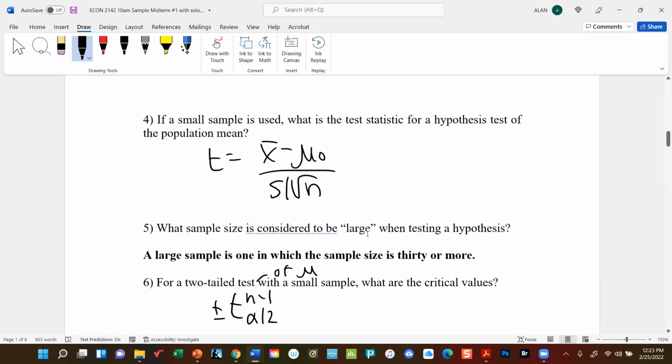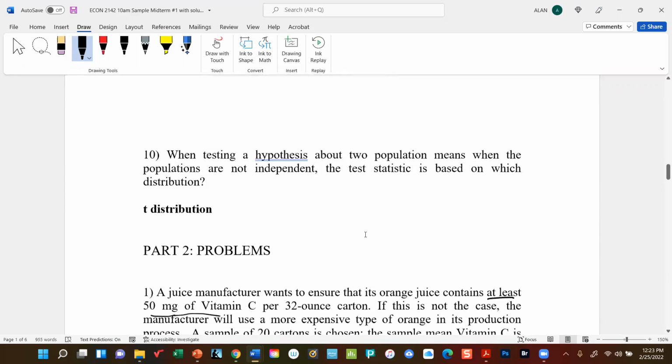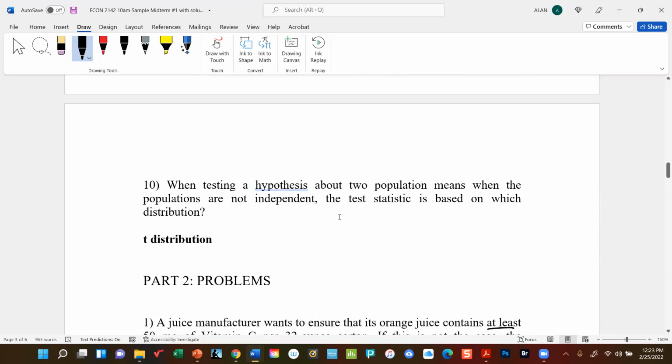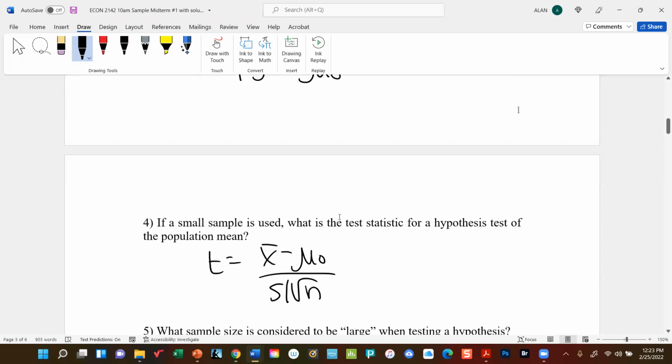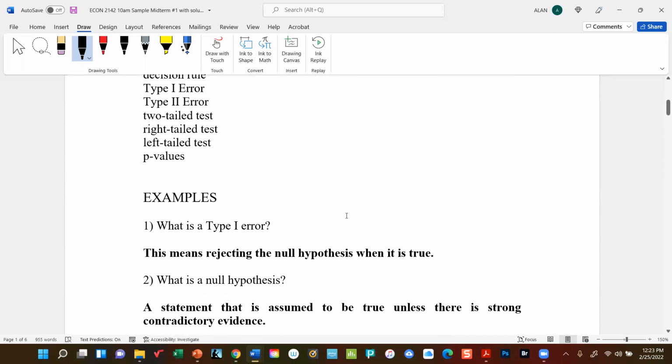There are some fill-ins, and these are short answer questions. Now, when I was going over this with the other class, I noticed some of these were not worded as well as they should have been. And so I'll try very hard to make sure that doesn't happen on the test. I want it to be crystal clear, and I mean crystal clear, what I'm asking.